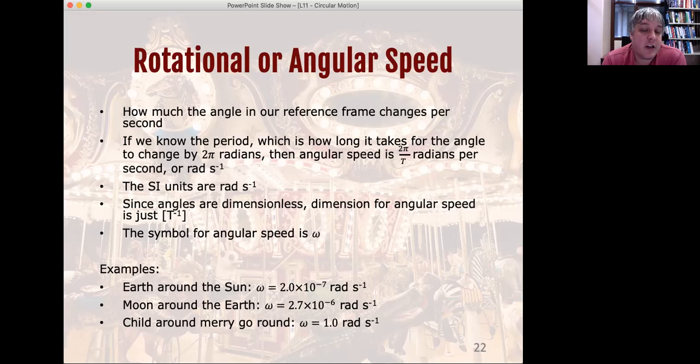Because it's an angle change per second, it's going to have units of radians per second. Since angles are dimensionless, we don't have to worry about the radians when we do our dimensional analysis. We just have per second, so T to the -1. The symbol we use is that curvy W looking thing. That's actually another Greek letter called omega, but it's just a curvy W.